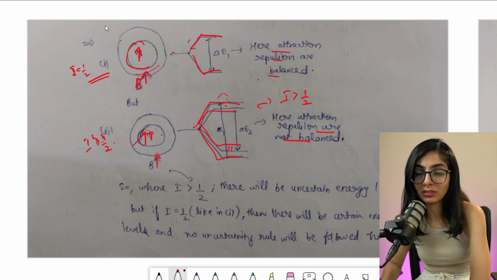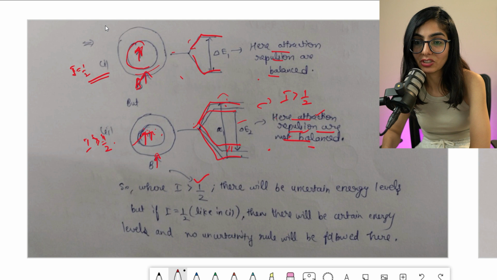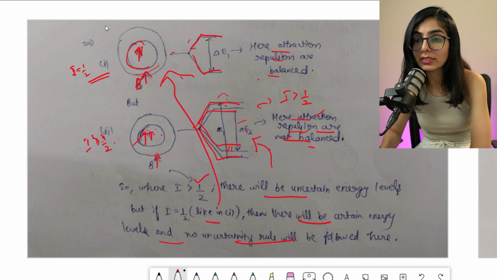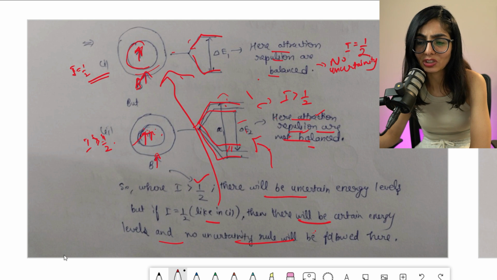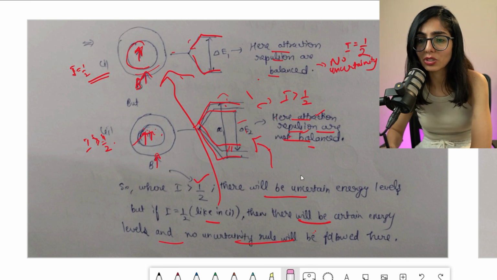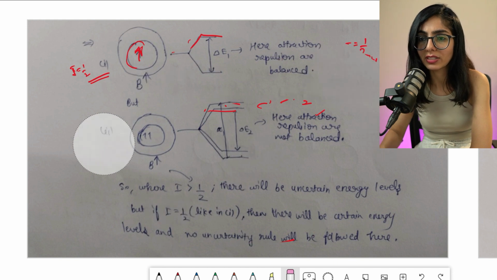That is happening because attraction and repulsion are not balanced. Over here it is balanced. So when I is greater than half, there will be uncertain energy levels like this. But if I is equal to half, as in this first case, there will be certain energy levels and the uncertainty rule will not be followed here. Remember that, in I equal to half, in non-quadrupolar nuclei. This is a very easy deduction. If you did not understand, just listen to the last 2 minutes and you'll understand everything.